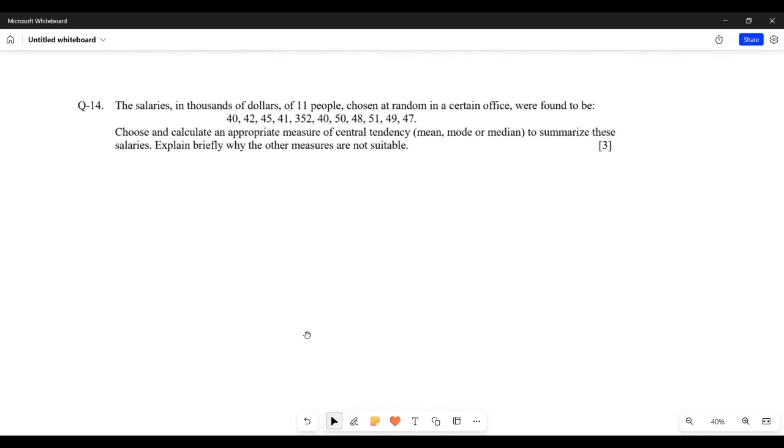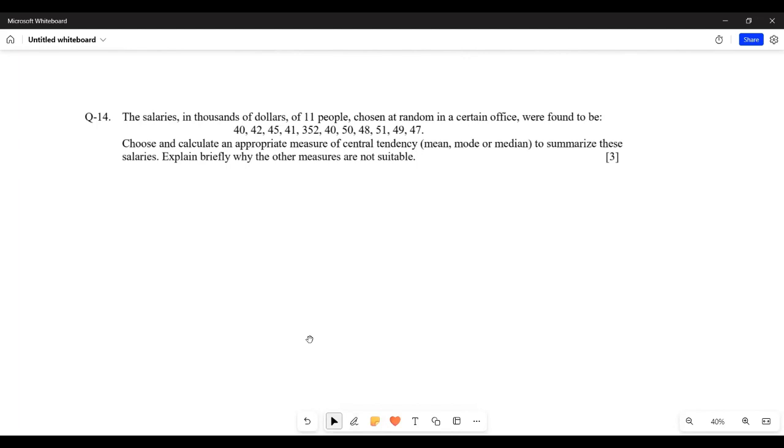The salaries in thousands of dollars of 11 people chosen at random in a certain office were found to be this, and this. Choose and calculate an appropriate measure of central tendency, that is mean, median, or mode, to summarize these salaries. Explain briefly why the other measures are not suitable. Do we use mean, or mode, or should we use median as an appropriate average?